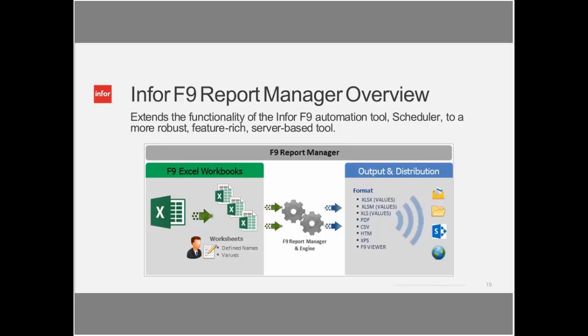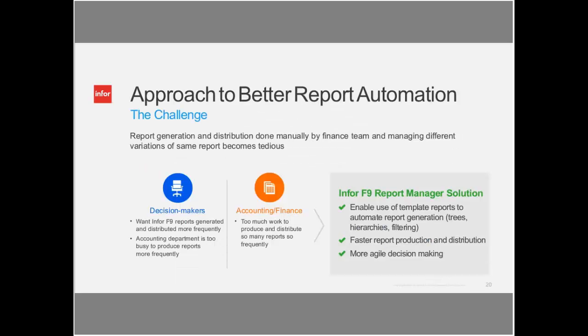I want to run the report with this department plugged into the report, produce the report, distribute it. I want a different department plugged in, run the report, distribute it. I want to do all kinds of different combinations of codes in the reports. You can have one template report and plug in different codes using tree type hierarchies and automate that process using the F9 Report Manager. Okay, so what are we solving with this?